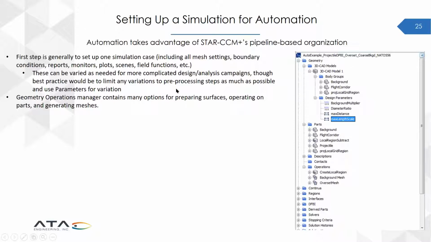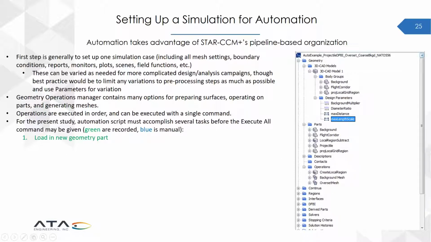So all this, as I said, takes advantage of STAR's pipeline-based organization for the geometry and meshing. Specifically, the geometry operations manager, this operations node here, contains a lot of different options of operations for preparing surfaces, operating parts, generating meshes. And all of those operations are executed in order and can be executed with a single command at the end of your Java macro, so that any change you make in the parts themselves will then be reflected in your eventual mesh.